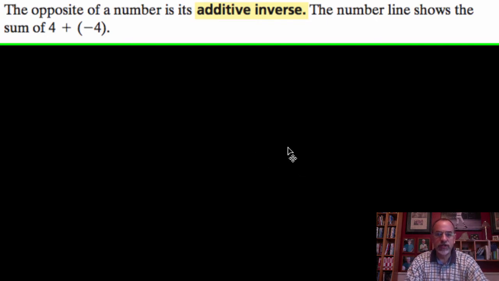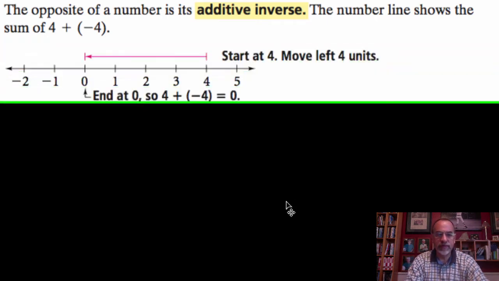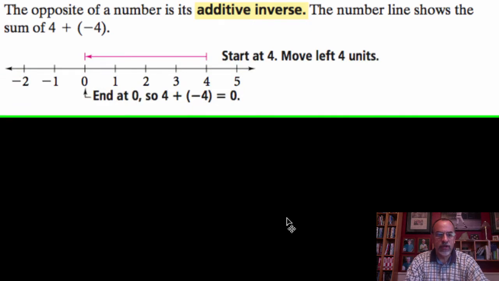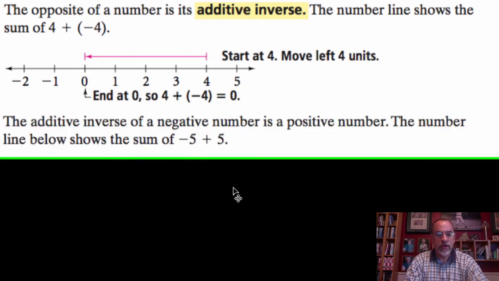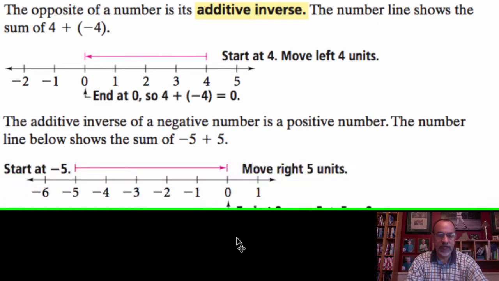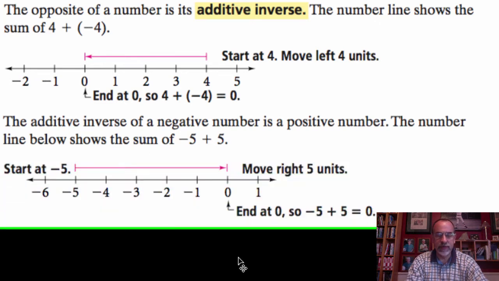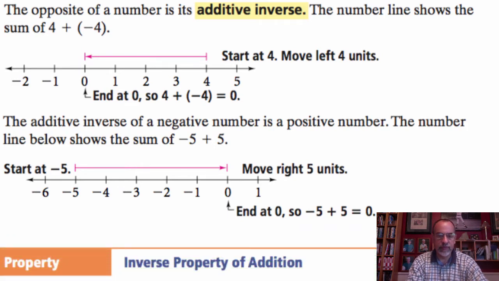And the number line shows us what the sum of opposites actually turns out to be. So we start at a positive 4, and then the negative sign tells us to move to the left 4, and we end up at 0. The additive inverse of a negative number is its positive number, or its opposite. And again, if we start with negative 5 and we add to it a positive 5, moving 5 to the right, we end up at 0.